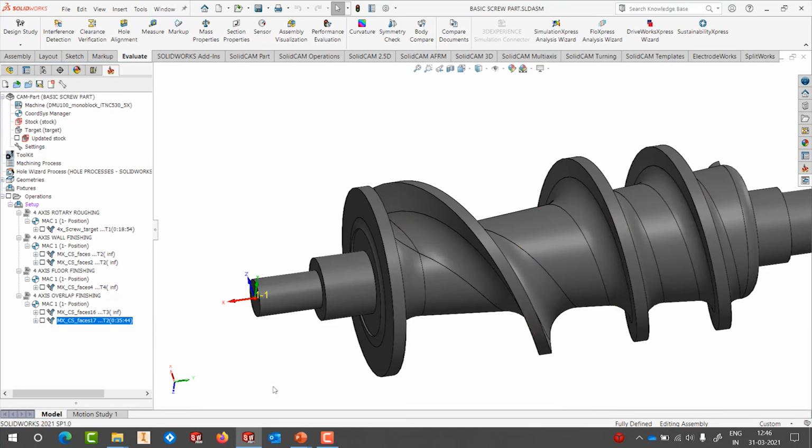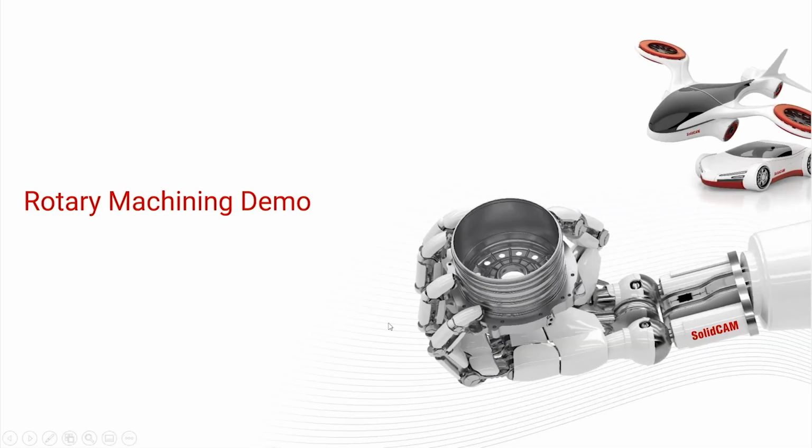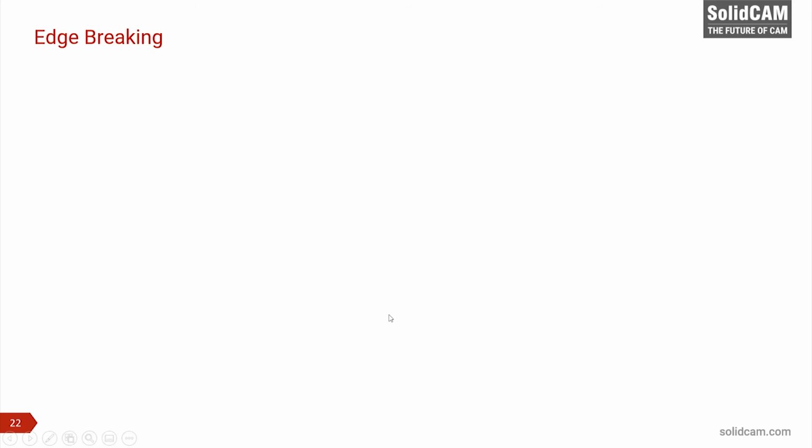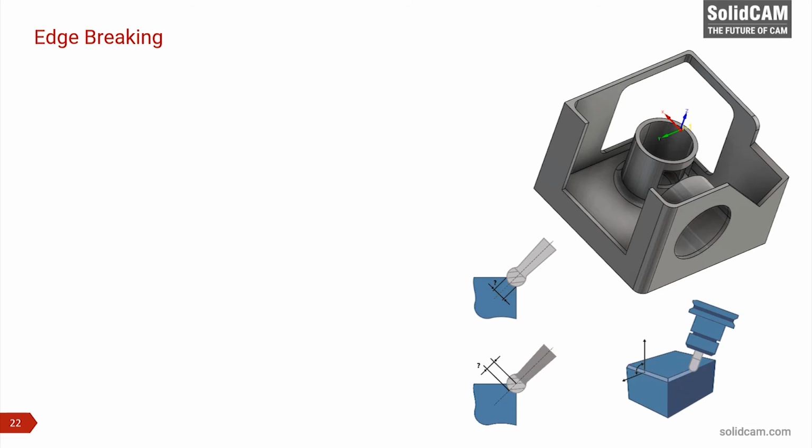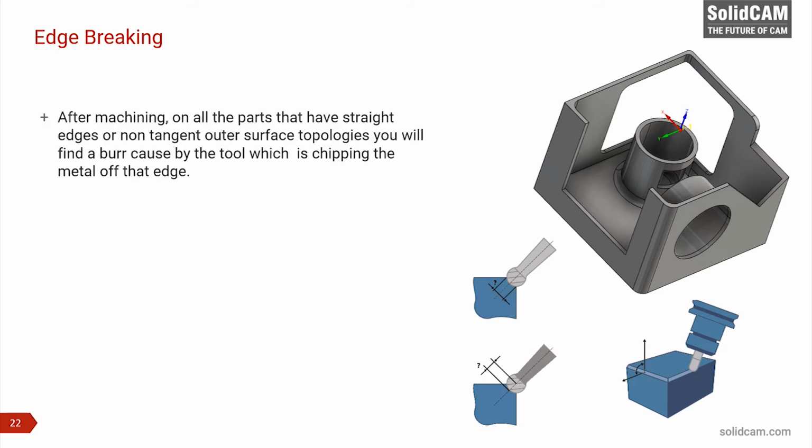Okay, let's move ahead. We go to the second last module inside SolidCAM, and that's edge breaking. It was introduced in 2021. When a part has been machined and the part is on the machine, you'll see that whenever there are straight edges or non-tangent outer surface topologies, you'll always find burr.